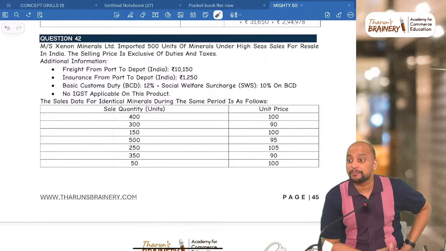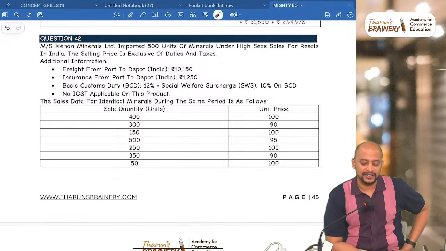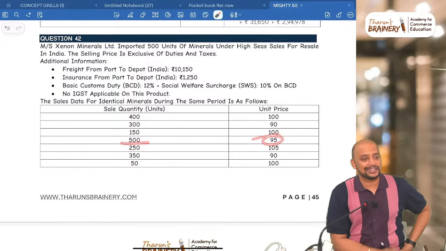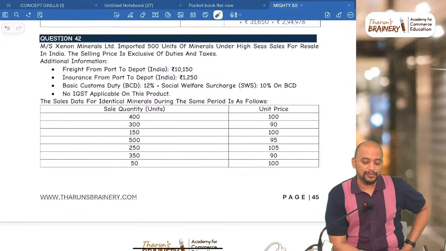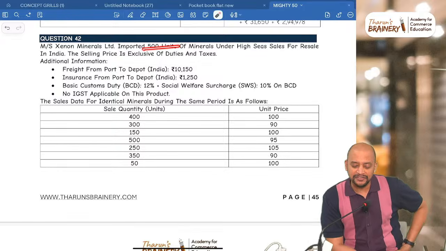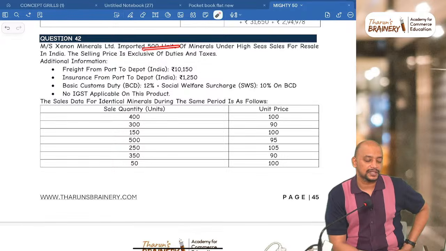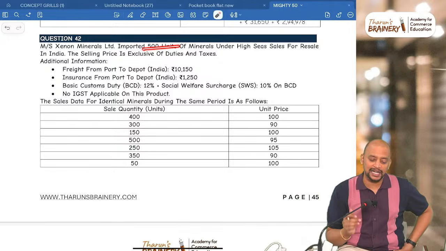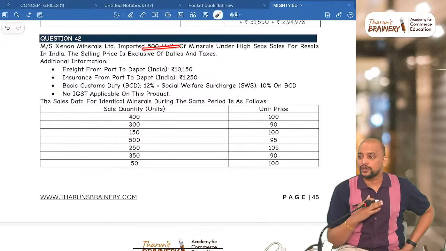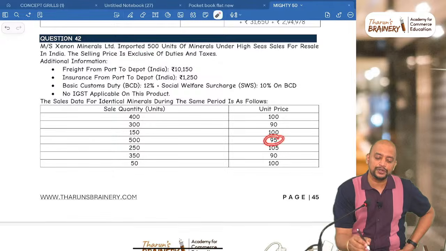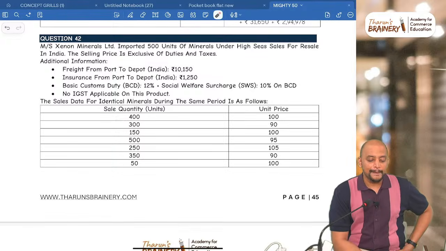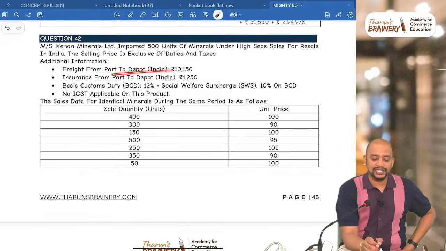Tell me what is the price at greatest aggregate quantity? 95, because at 500 units 95 is there. Like that you take and then multiply with the 500 units. So 95 into 500 units. Price at greatest aggregate quantity minus post importation expenses. So 95 into 500, 47,500, and that 47,500 minus post importation expenses.